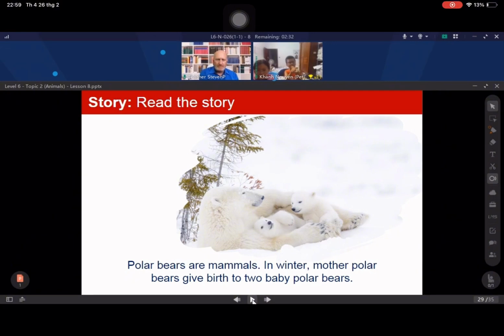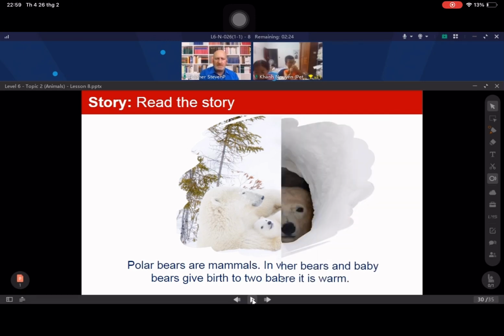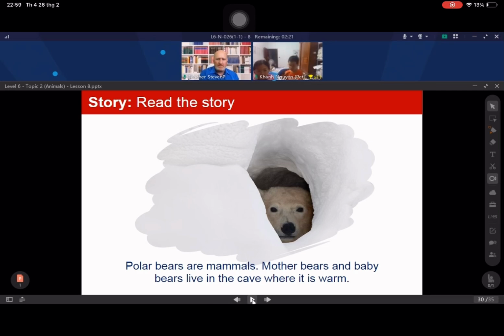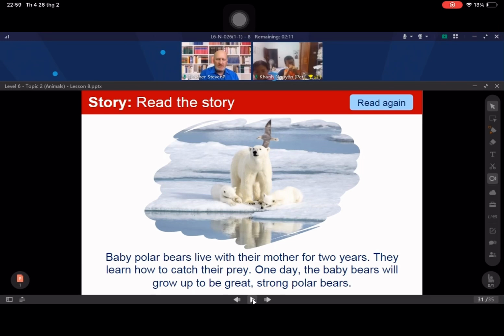Polar bears are mammals. In winter, mother polar bears give birth to two baby polar bears. Polar bears are mammals. Mother bears and baby bears live in the cave when it is warm. Baby polar bears live with their mother for 2 years. They learn how to catch their prey. One day, the baby bears will grow up to be great, strong polar bears.